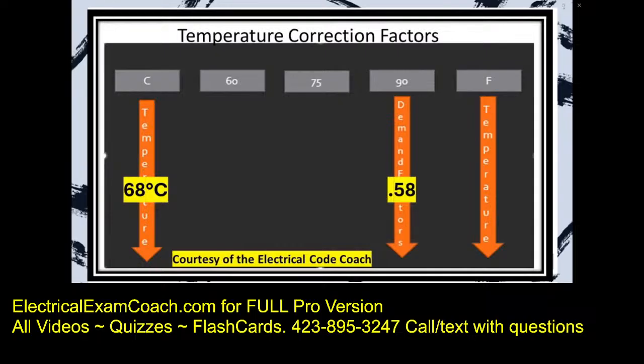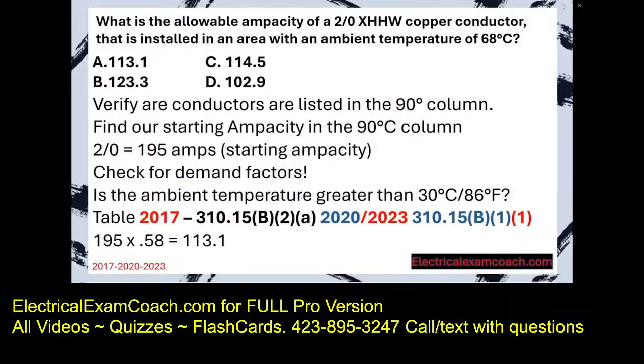We head to our correction factor table, and this time we're going to start on the left-hand side because it was listed in degrees Celsius. But we have to be careful to cross all the way back over to the 90 because that's the column that we chose from. And we find that our correction factor is 0.58. We take our starting ampacity, multiply it by the correction factor, and that gives us our new allowable ampacity of 113.1 amps, and we select A.